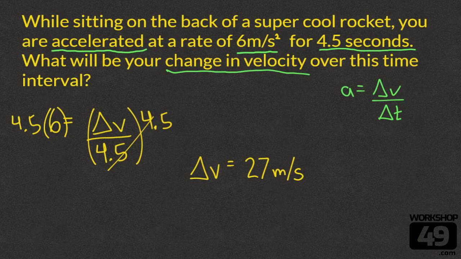Pause. This does not mean we are going 27 meters per second. This means our velocity has changed by 27 meters per second. We're going 27 meters per second faster than we were at the beginning of this problem. That's what delta v means. This is our change in velocity.